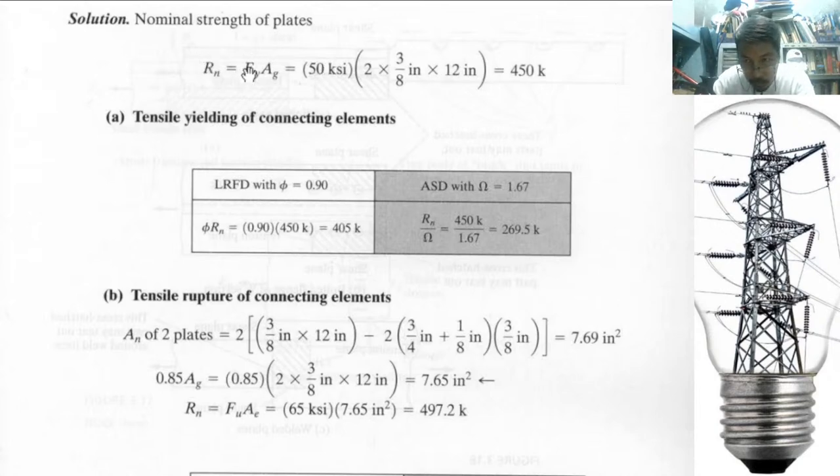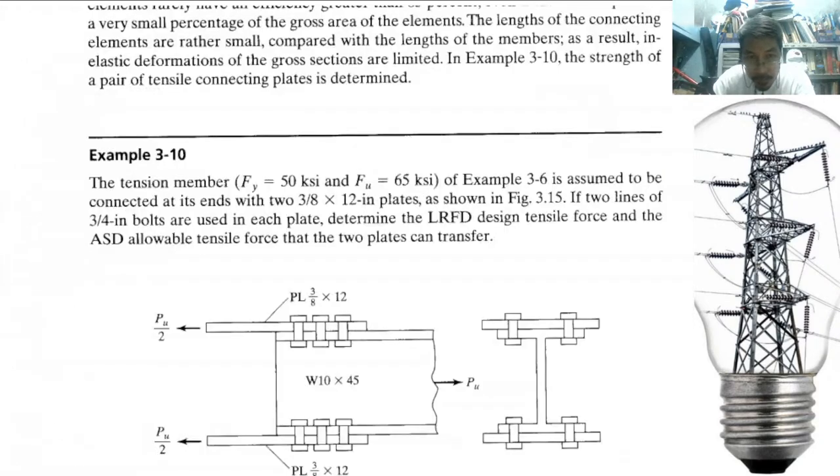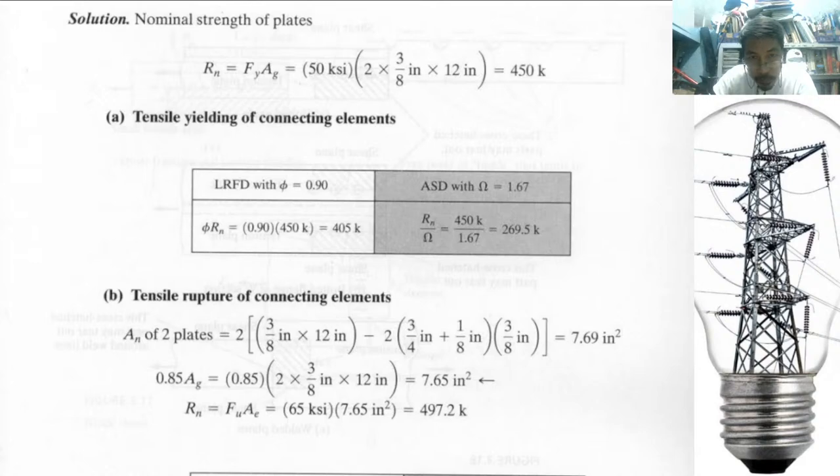So nominal, yield times gross area. Yield is 50, gross is this one. What is this? This is the plate, 3/8 by 12. What is this 2? There are two plates, top and bottom, so the total area must be added, because the top and bottom simultaneously try to resist the load. They equally resist the load, so that's why we multiply by 2. Multiplying this, we get 450.